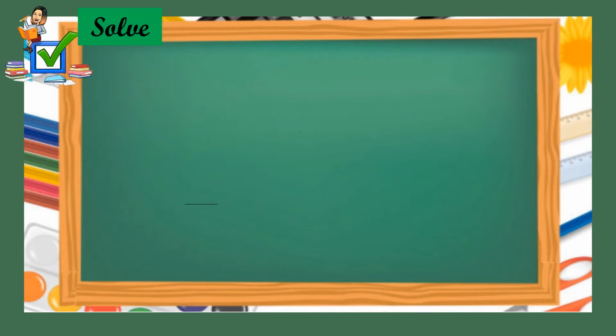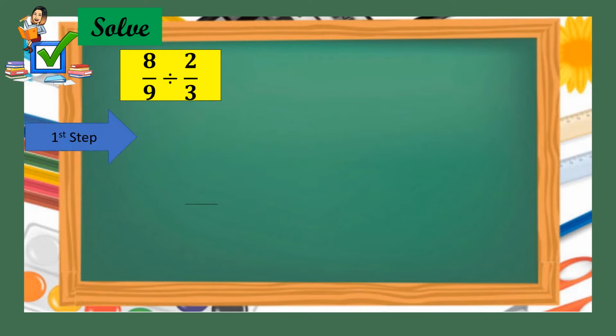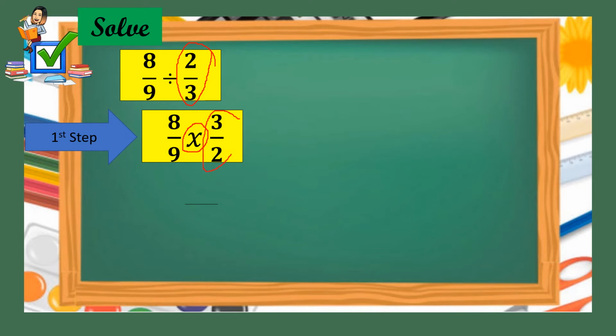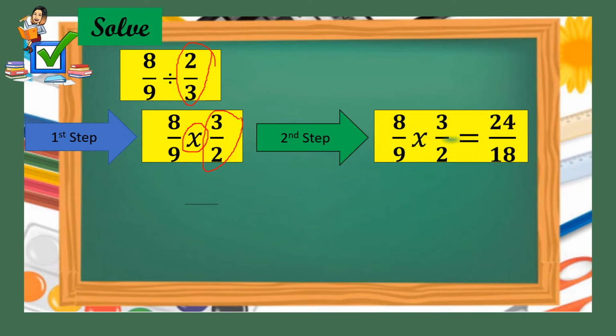Let us have another example. Find the quotient of 8/9 and 2/3. First step: change the division into multiplication and get the reciprocal of 2/3. So the reciprocal of 2/3 is 3/2. Second step: multiply 8/9 times 3/2. So 8 times 3 equals 24. 9 times 2 equals 18.